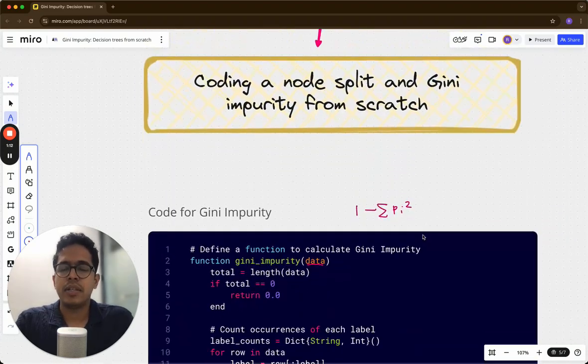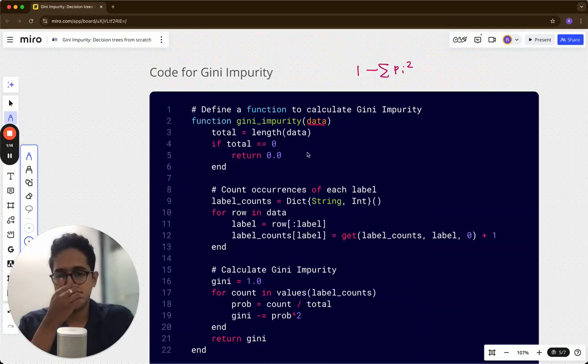Let's go back to the Gini impurity function definition. First we check the total length of the data. If the data is empty, we can simply say Gini impurity is 0 because there is no data to even cause impurity in the first place. So we simply return 0.0 as the impurity. But if the data is not empty, then we try to calculate the Gini impurity. Here there is something called label counts. We are defining a dictionary which maps from a string into an integer. It's an empty dictionary in the beginning.